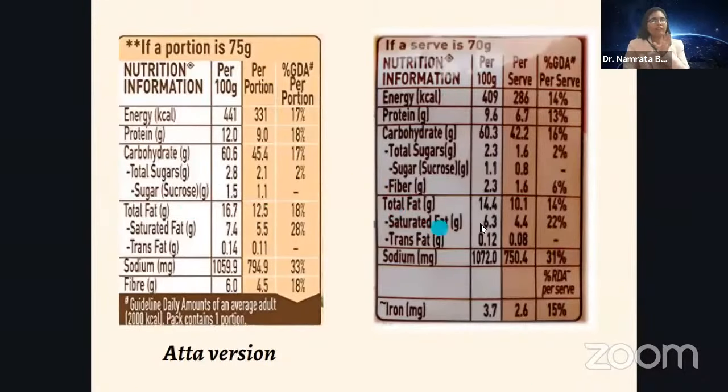Again, these two I have taken from a brand. The healthier atta version is this one, and this one is supposedly unhealthy. They advertise both, but the unhealthy version is this. But see the healthy version. So calories are more in the healthy version.